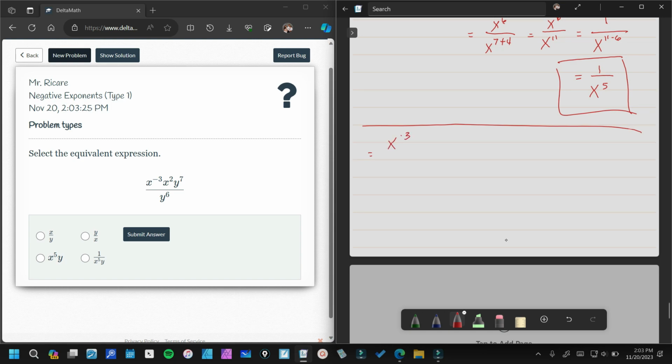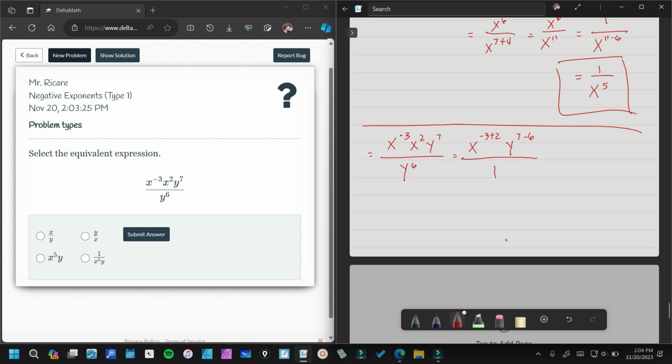So x raised to negative 3, x squared, y raised to 7 over y raised to 6. All right, so here, the first thing we need to do is add negative 3 plus 2 because both of the x's are in the numerator. We can do that. But after we do that, we need to make sure that the exponent is positive, because in this case, I can see that the exponent after we do that will be negative. So let's do that first. So this is x raised to negative 3 plus 2. Again, we can do that. Then y raised to 7 minus 6 over 1.